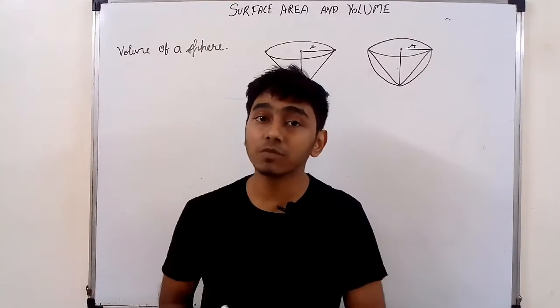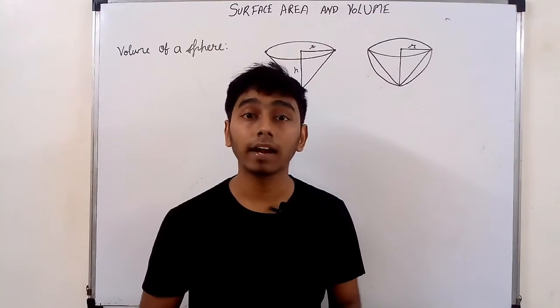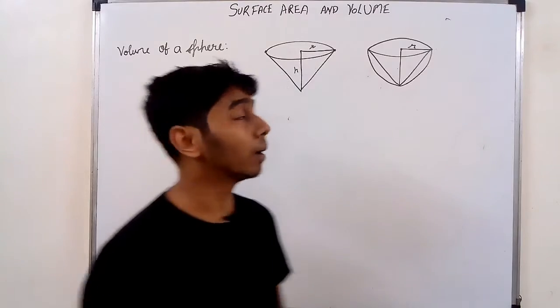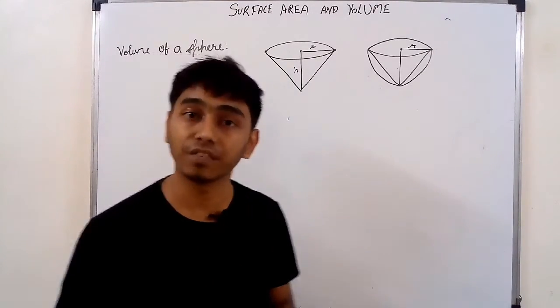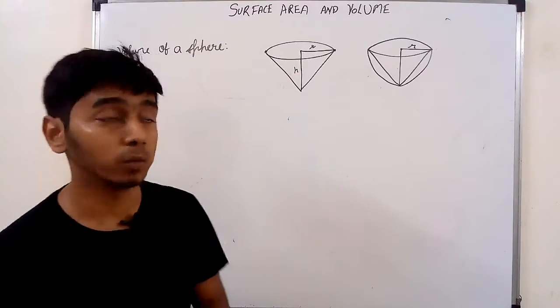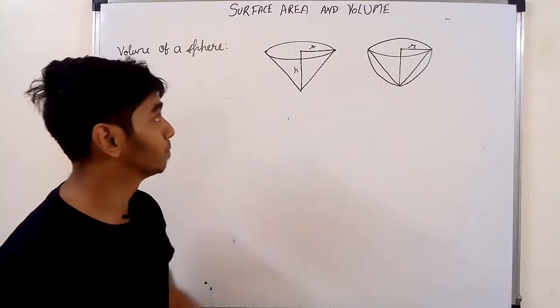So in the previous videos we have learnt about cube, cuboid, cylinder and cone also. In this video we are going to learn about sphere, how to find its volume, how to find its surface area and total surface area. So let's see how we do. First we'll see how to find the volume of a sphere.